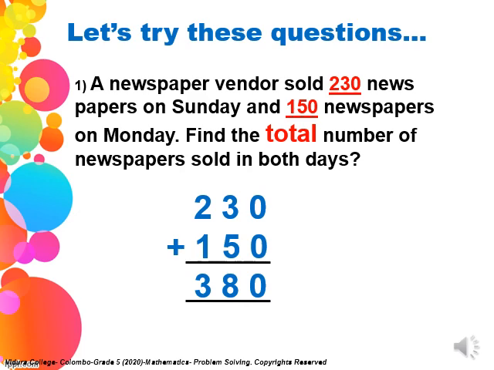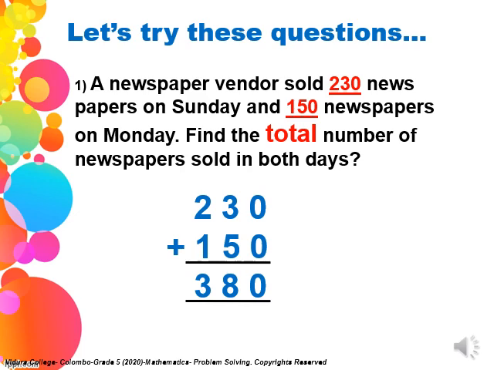A newspaper vendor sold 230 newspapers on Sunday and 150 newspapers on Monday. Find the total number of newspapers sold in both days. So kids, you have to read these questions at least 3 times. While reading, make sure to underline the important numbers and the facts. And it's very important to find out the correct mechanism, that means your mathematical operation in this sum.